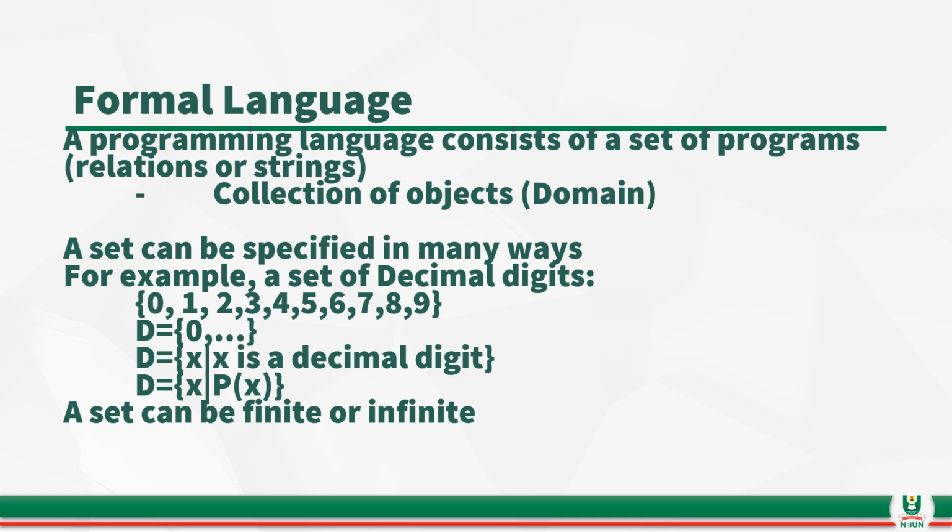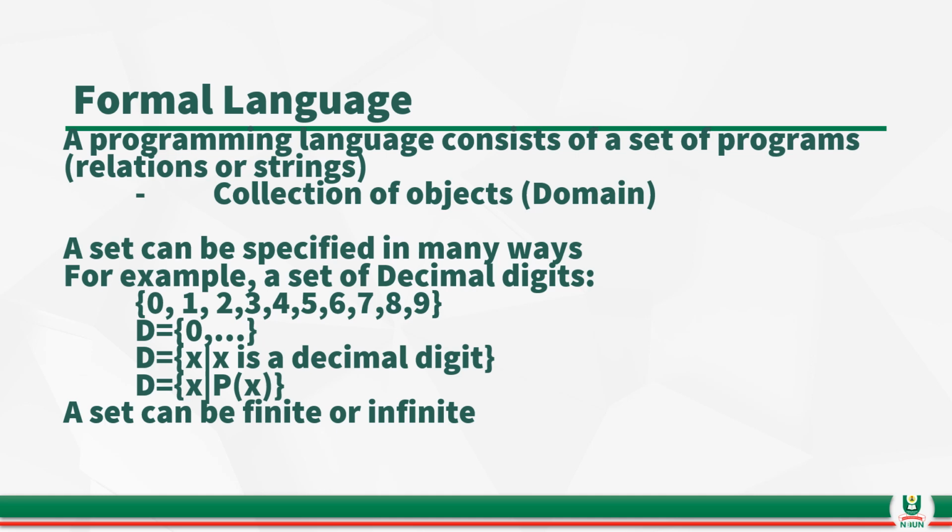There are specific ways of representing a set. For example, a set of decimal digits can be written starting with the left brace, followed by 0, 1, 2, 3, 4, up to 9, and ending with the right brace. It can also be represented as a symbol D equals the left brace, followed by 0, and so on, and then comes the right brace.